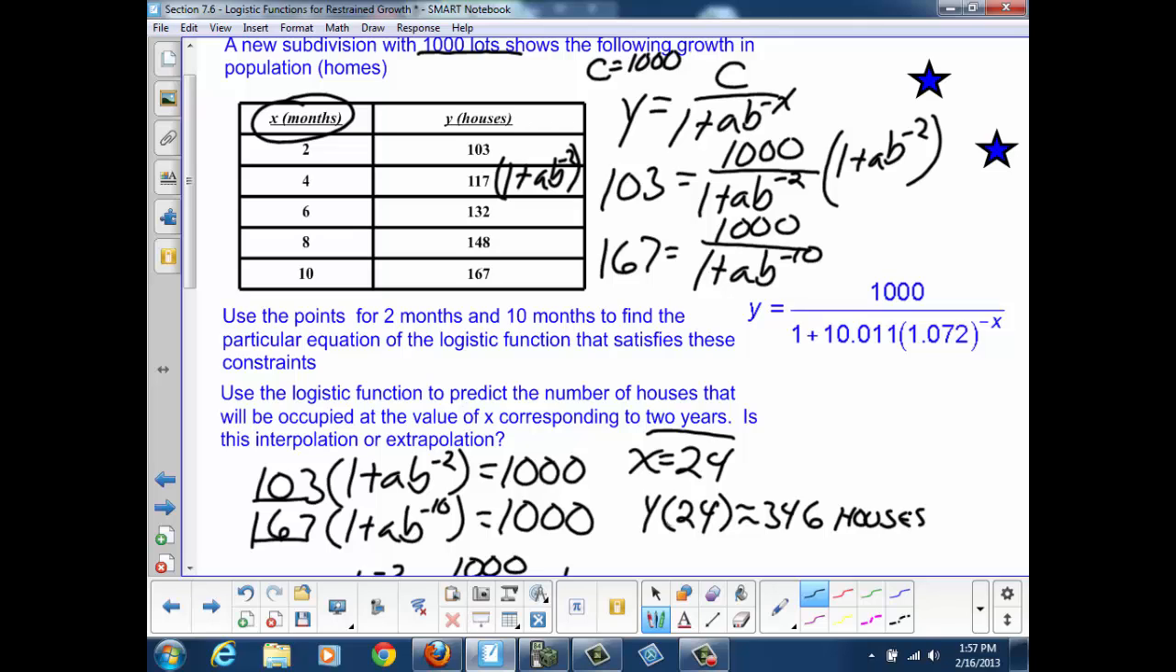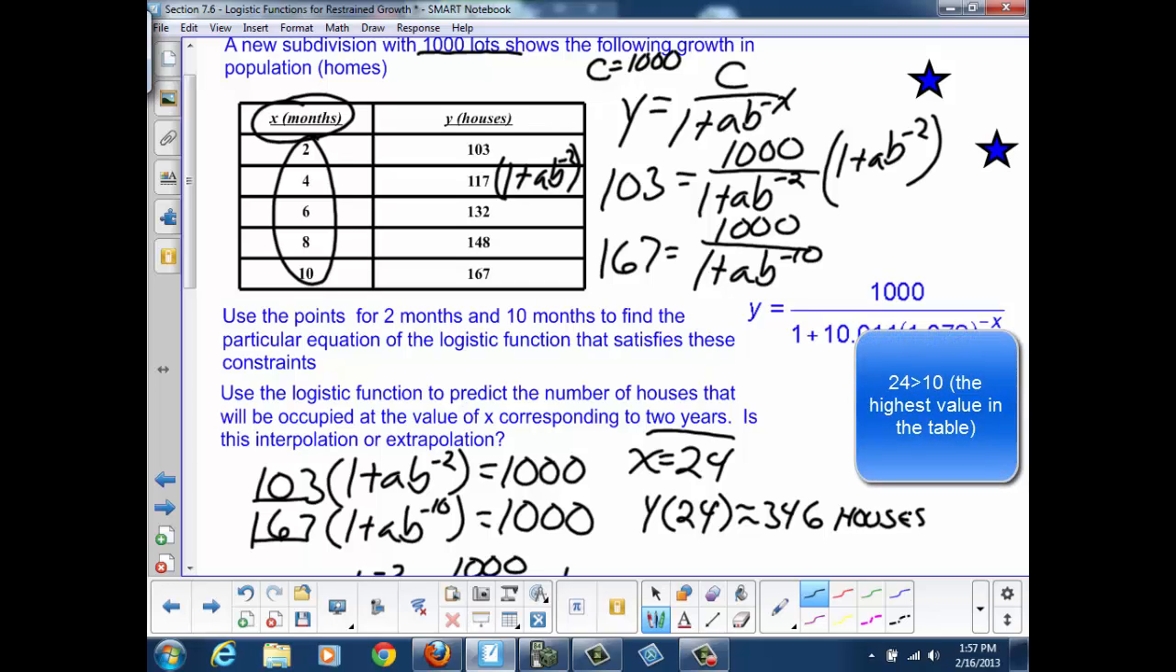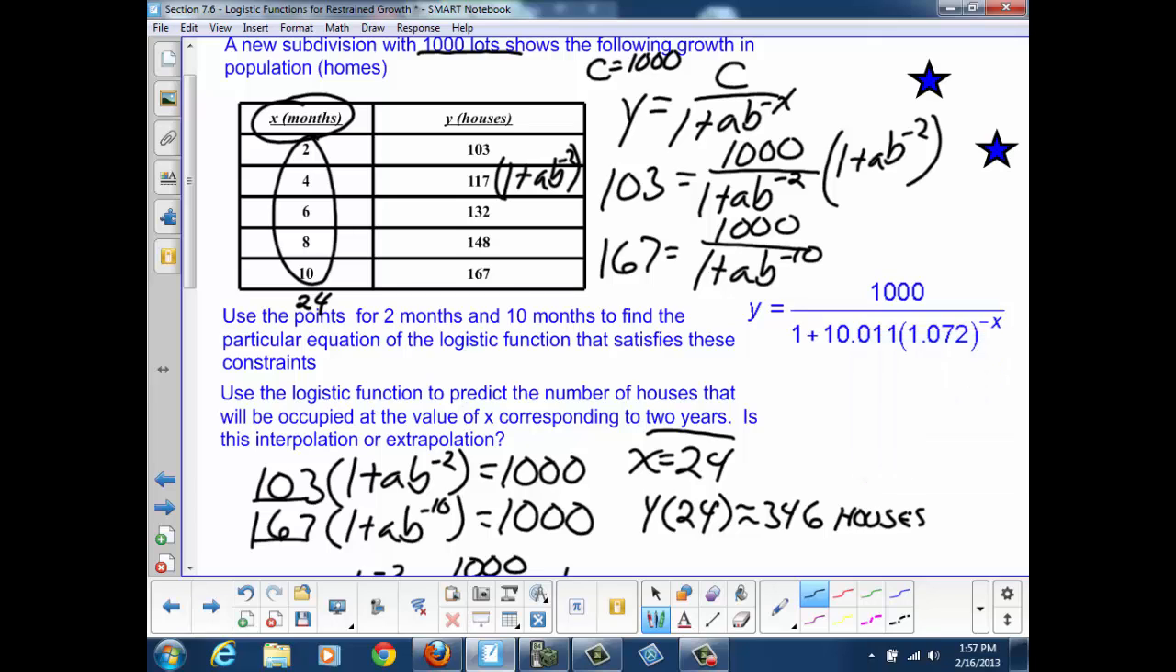Now the final question, is this interpolation or extrapolation? Well, since our x value of 24 extends beyond the values given to us in the table, which only go up to 10 months, our value lies outside of our data set, so it must be extrapolation.